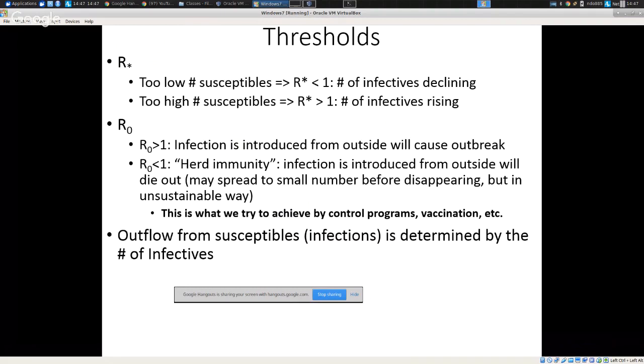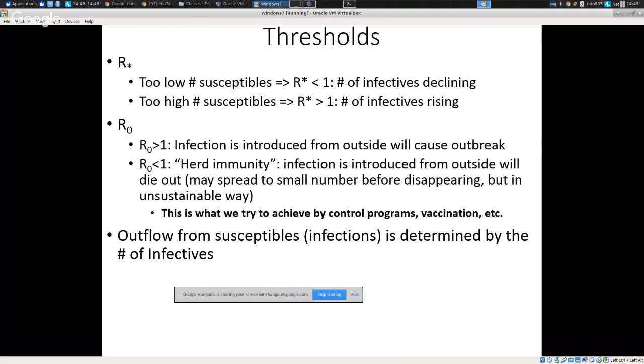Okay, so ladies and gentlemen, if we have R naught, R sub 0, it's the same as R star. I wrote it with a superscript star. I'll write it with a subscript for consistency here. It's the same as this for the case where S equals N. Everyone is susceptible.